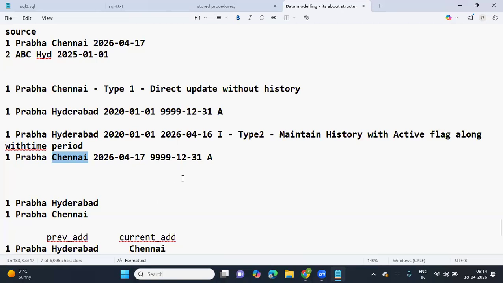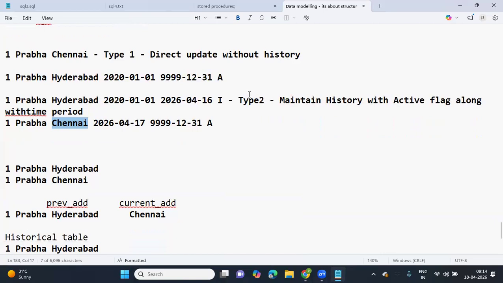They might not understand what type 1, type 2, type 3 is. If you directly go and ask what type of SCD you want, they don't understand. You have to take the data and explain that, then only they'll understand. Okay. So this is the type 3, where we maintain the previous and the current address in separate columns.